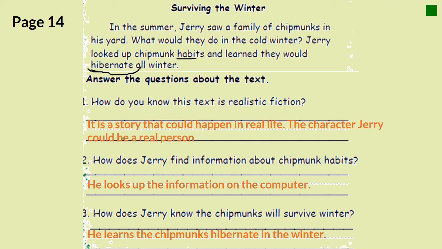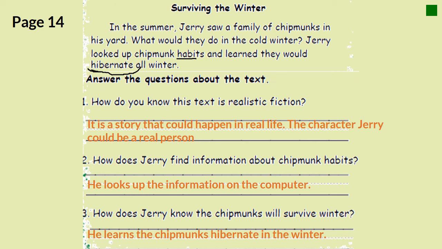Let's start reading this short text. It's related to the genre of our story. What was the genre? Realistic fiction. What did I explain about realistic fiction? Realistic fiction is a story that could be real, and the characters could also be real. The title is Surviving the Winter.